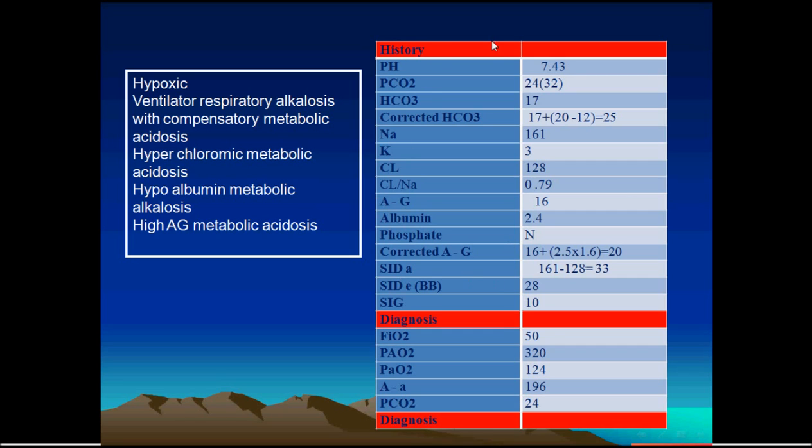So from this chart we can come to a lot of conclusions. Hypoxic patients with respiratory alkalosis need to be adjusted. In addition to this, the patient had high anion gap metabolic acidosis and a normal anion gap metabolic acidosis due to sodium chloride infusion.